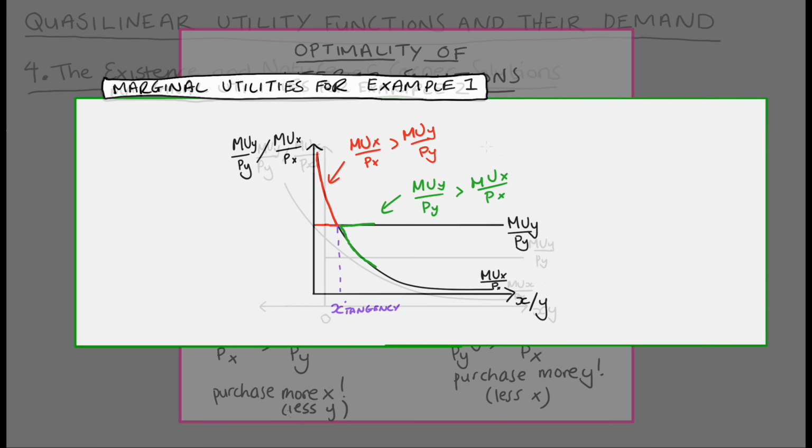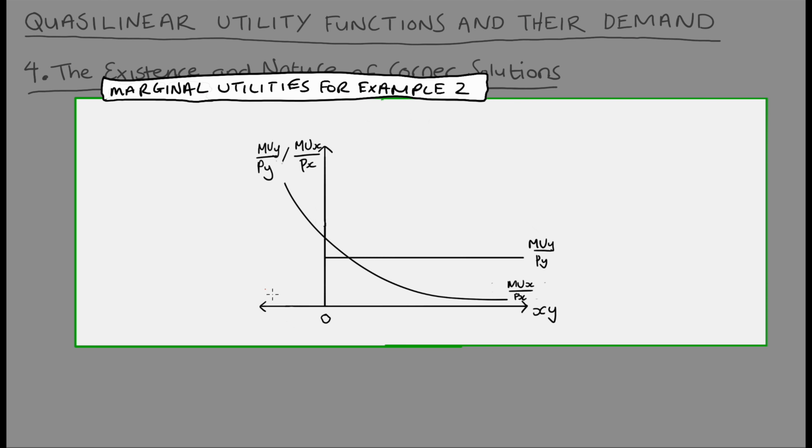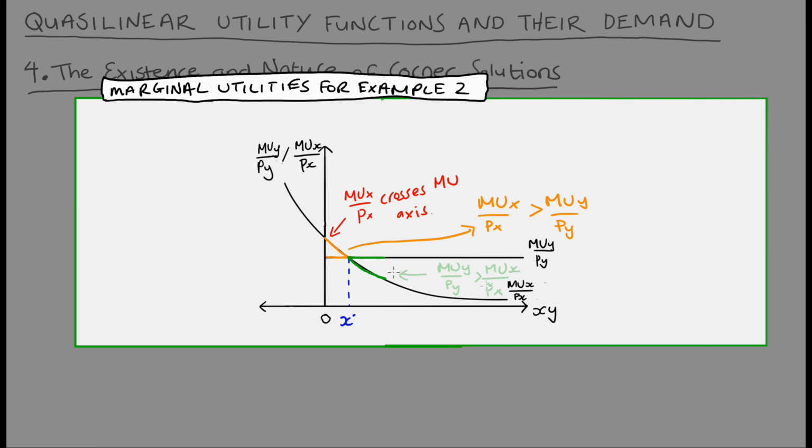Now, for example 2, we have a very similar idea. We could get something like this, and this would be the same story. For low levels of income, we would definitely only buy x, because the marginal utility per dollar spent on x is going to be higher than the marginal utility per dollar spent on y. As we consume more x, though, eventually the marginal utility per dollar spent on x will be equal to the marginal utility per dollar spent on y, after which, if we consume any more x, that's actually lower. The marginal utility per dollar spent on x is lower than the marginal utility per dollar spent on y.